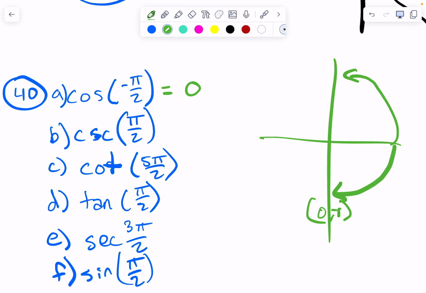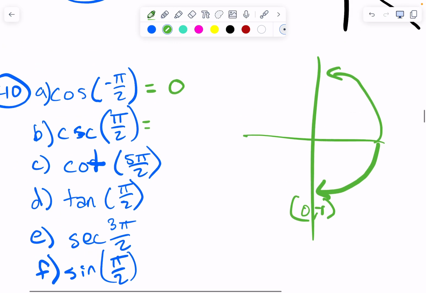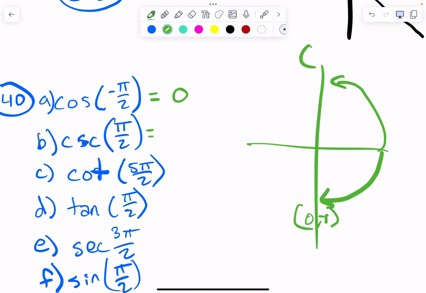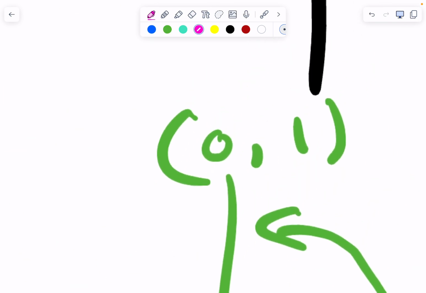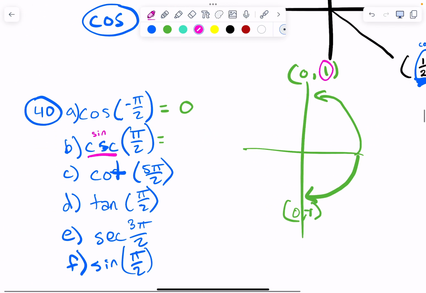Okay, then cosecant means we flip it, right? What are the coordinates for pi over 2? 0, 1. Cosecant is the reciprocal of sine. Which one is sine, 0 or 1? The y coordinate, so cosecant is the flip of 1. What do you get when you flip 1? Still 1, the reciprocal of 1. Okay, so that's B.